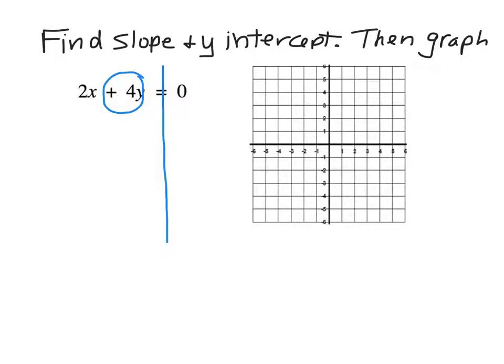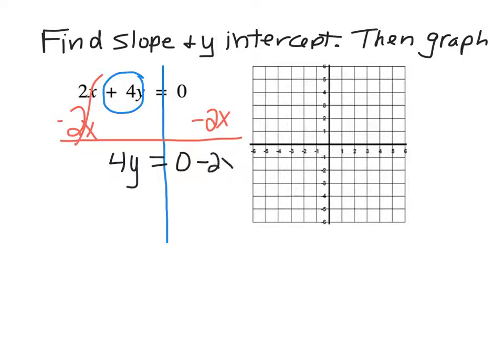So my 2x, it's a positive 2x right now. The inverse of plus 2x is minus 2x. So I'm going to do minus 2x on both sides. And I'm going to draw my line and bring it down. My 2x's cancel. So I've got 4y equals 0 minus 2x. Now 0 minus 2x is really just negative 2x. So I've really got 4y equals negative 2x.